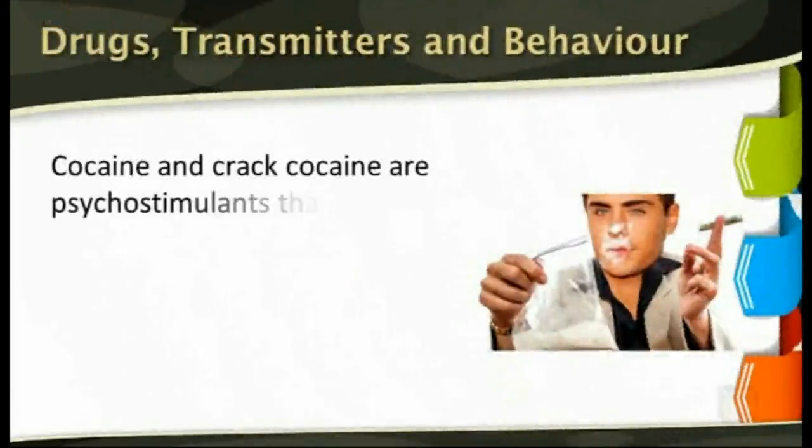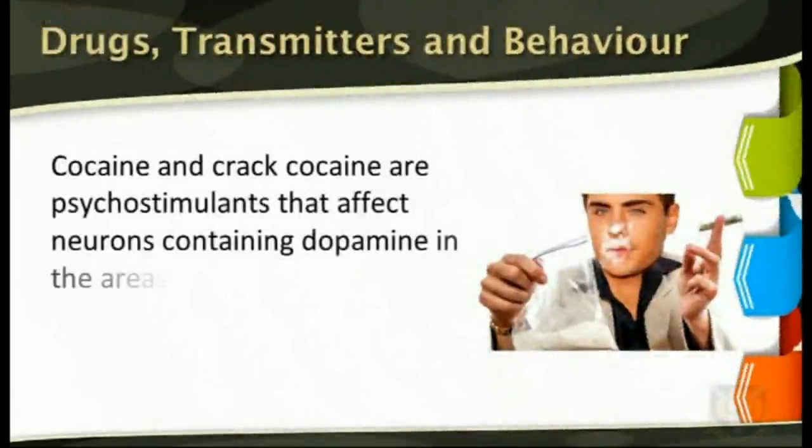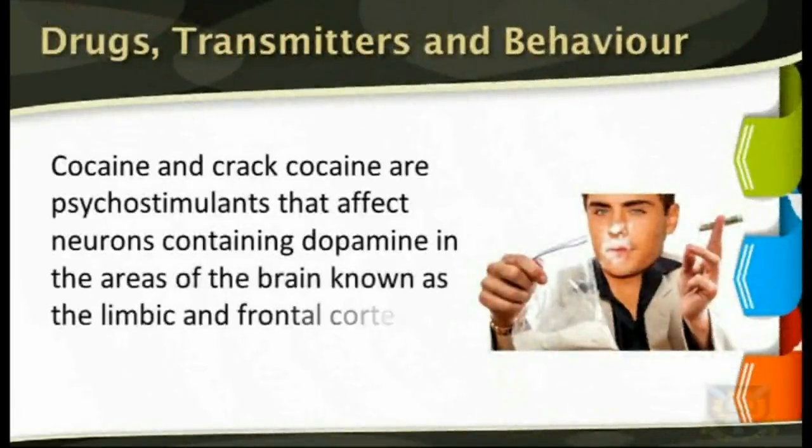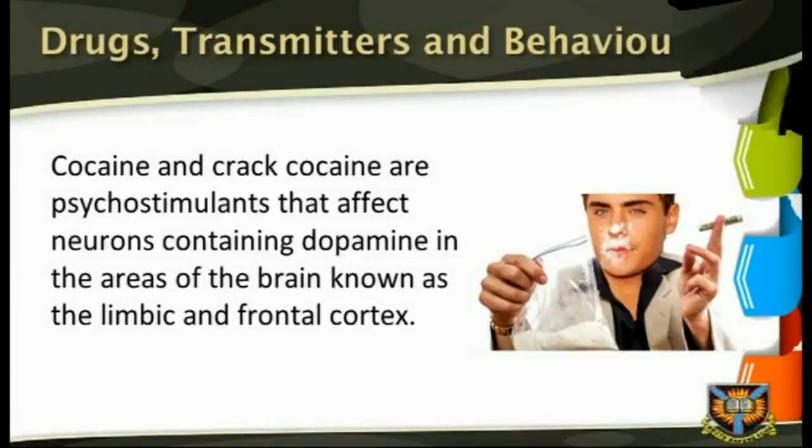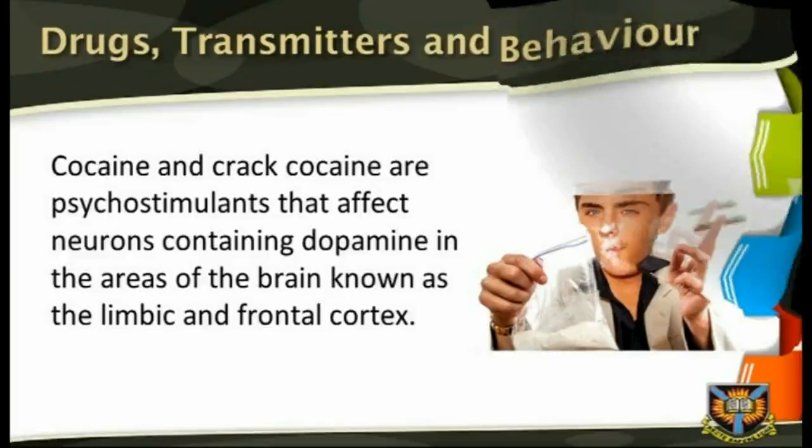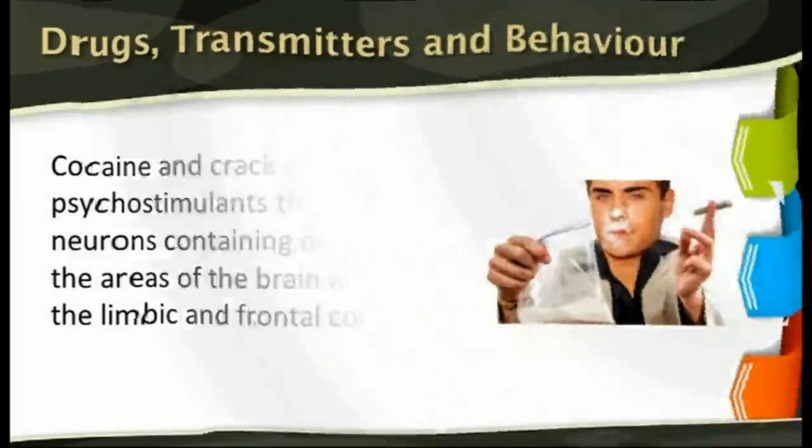Drugs, transmitters, and behavior. Cocaine and crack cocaine are psychostimulants that affect neurons containing dopamine in the areas of the brain known as the limbic and frontal cortex. When cocaine is used, it generates a feeling of confidence and power. However, when large amounts are taken, people crash and suffer from physical and emotional exhaustion as well as depression.